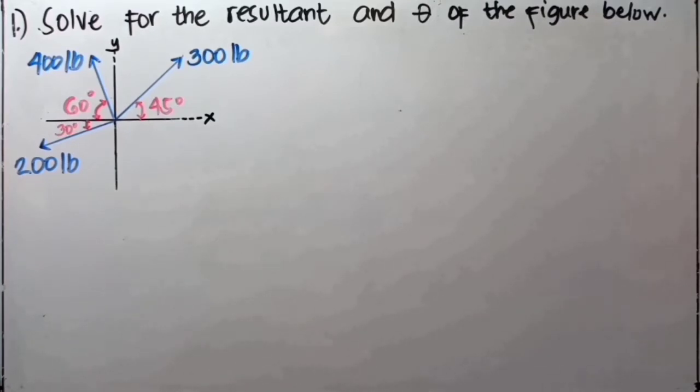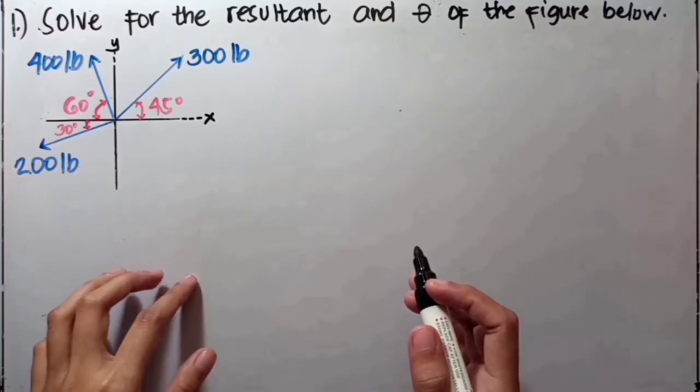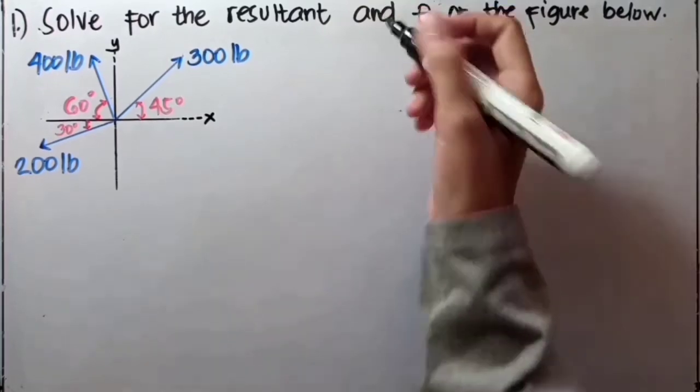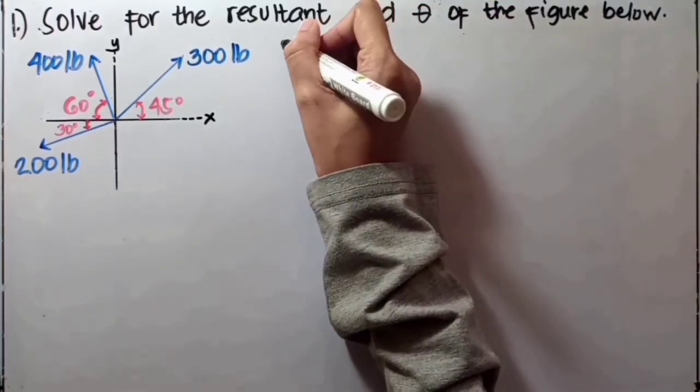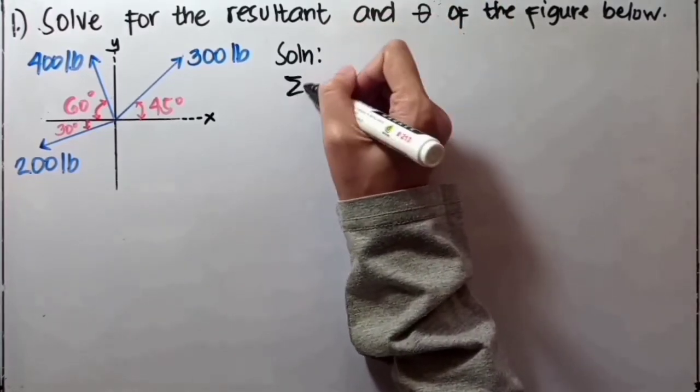So, for problem number 1, solve for the resultant and the theta of the figure below. So, the first thing we will do, based on the formula, is get the summation of forces X, and also the summation of forces Y. So, this is what we will do. Let's solve first for the summation, let's say solution, the summation of forces X.